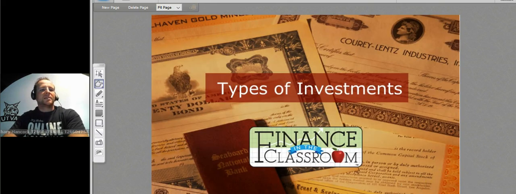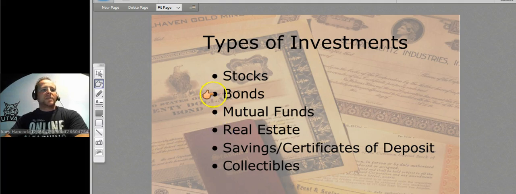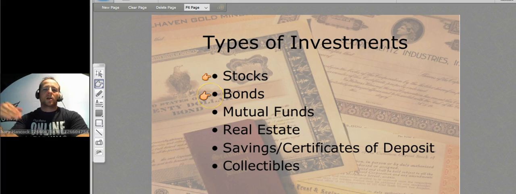Okay, so let's talk about types of investments, okay? So an investment is something where you put your money into. So some types of investments are stocks, okay? So stocks are basically, we'll be going over those. Stocks, bonds, mutual funds, real estate, which basically means owning homes, properties, saving certificates of deposit, and collectibles.